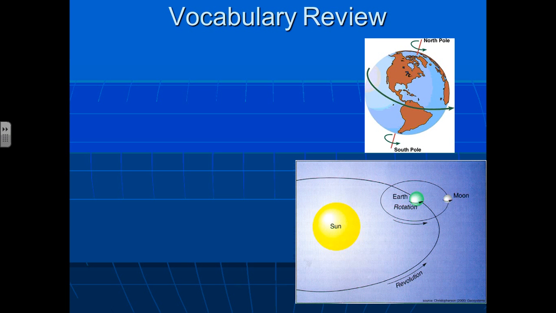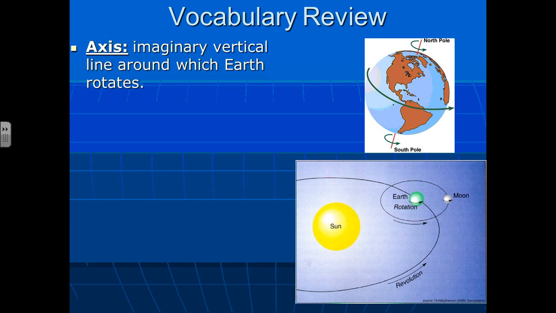Some vocabulary to review before we get started. Axis is an imaginary vertical line around which Earth rotates. If you look in the picture at the top, you can see the axis going through the North and South Pole.